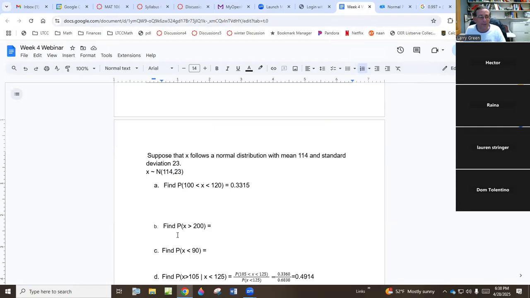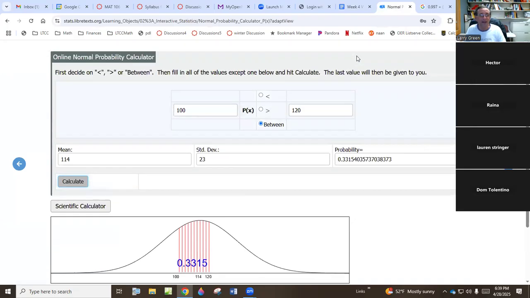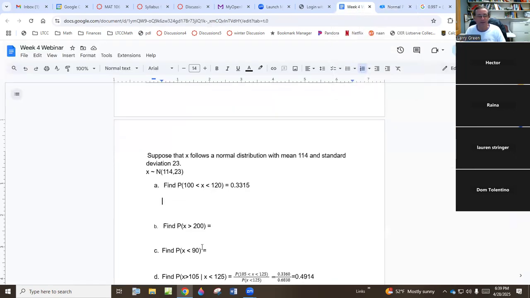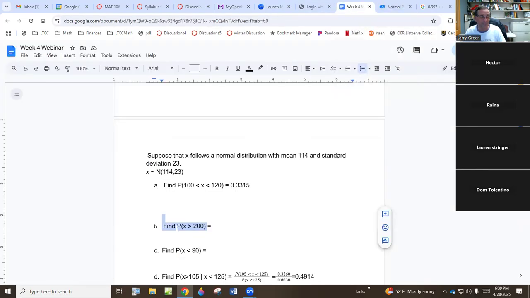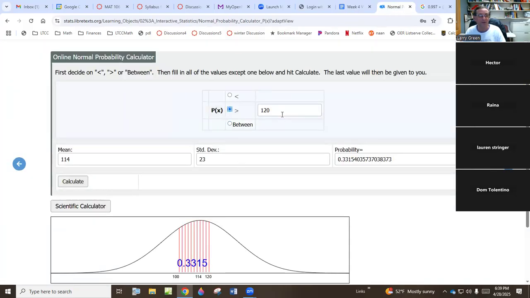Okay, part B is find the probability that x is greater than 200. Okay, so let's go back to start again. Do we want less than, greater than, or between? Yeah, this one's greater than. So I click on greater than. And in this case, it's greater than 200. So I put a 200. Any questions so far?